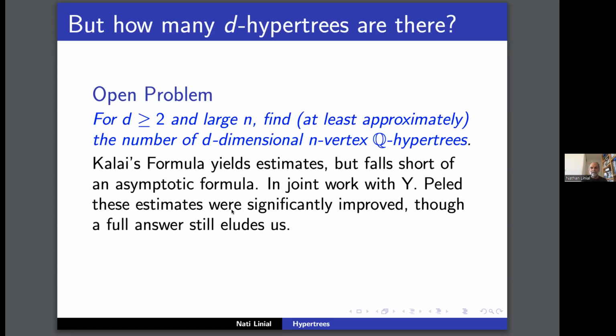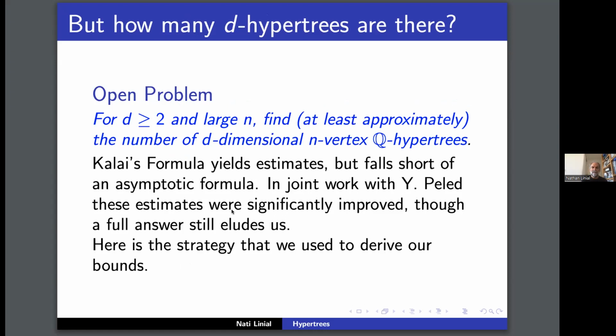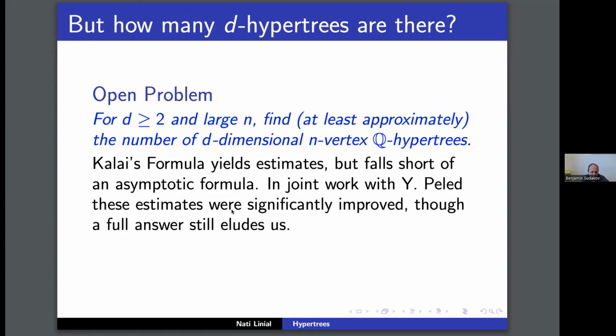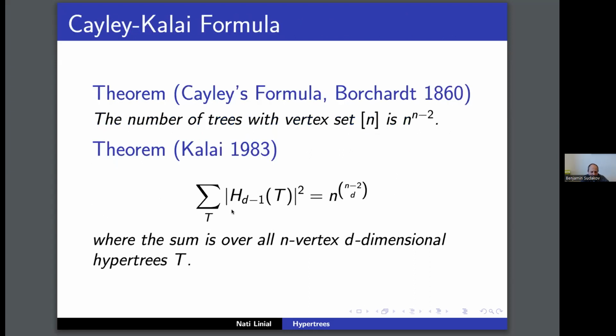So in work with Yuval Peled, we improved these bounds quite significantly, but we still don't have a full answer to this question. So let me tell you a little bit. Can you go back? So I maybe missed something. For every tree you take, what is this? The number of faces, right? So what? No. Let me, okay.